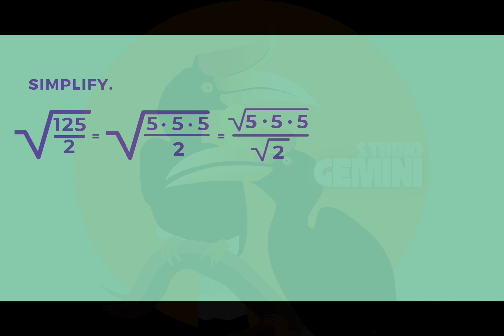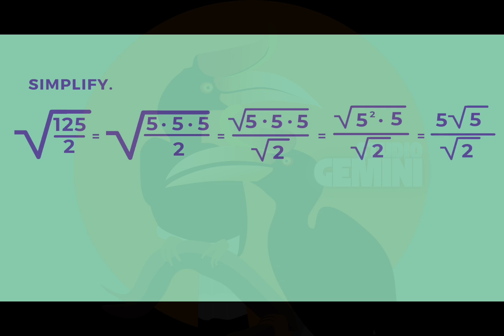Let's group the perfect square factors in the numerator to get the square root of 5 squared times 5 all over the square root of 2. We know the square root of 5 squared is just 5, so we can rewrite this as 5 square root of 5 all over the square root of 2. This is not our final answer, however, as we don't want to have roots in the denominator. To get rid of the root in the denominator, we rationalize it. But what does that mean?